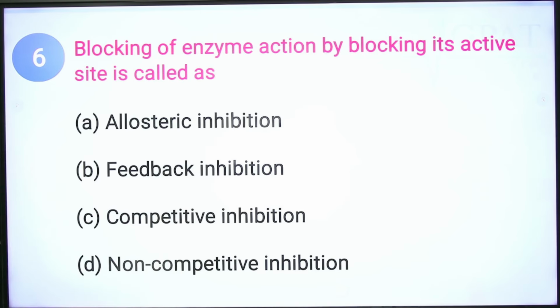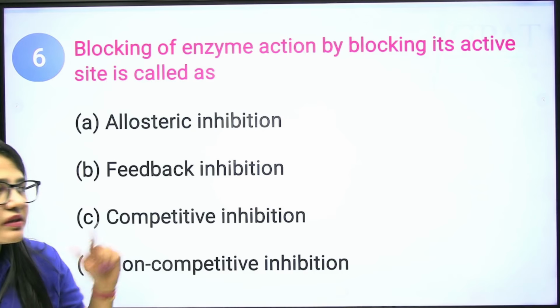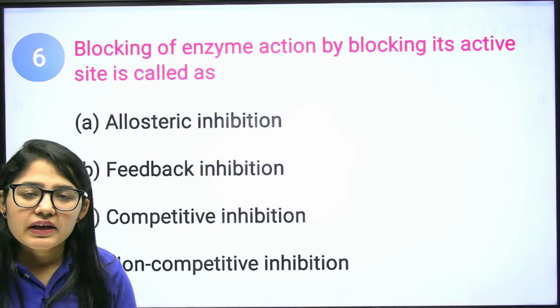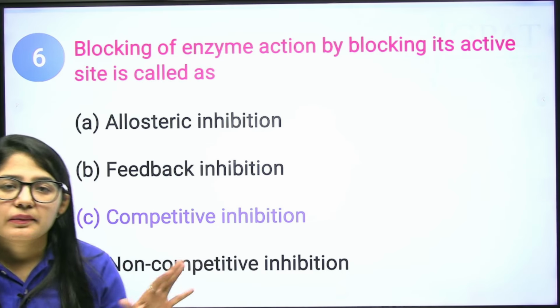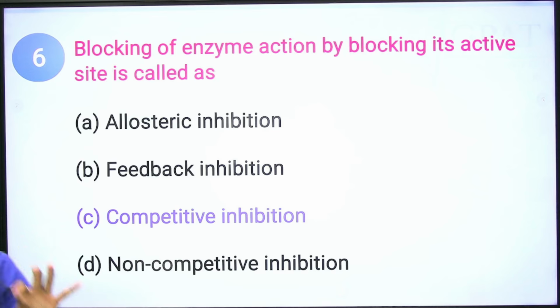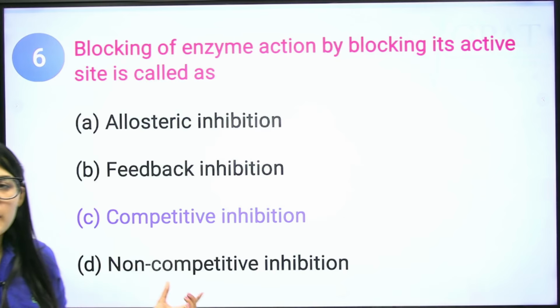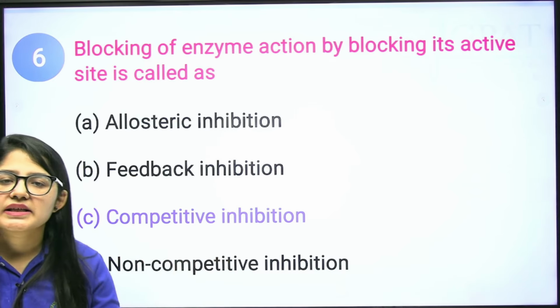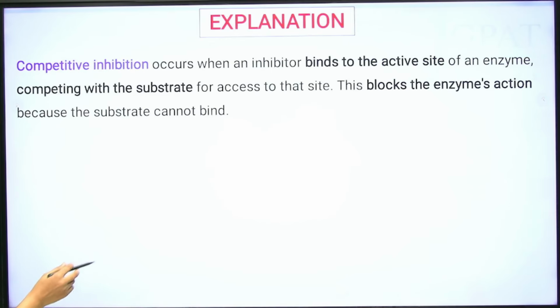Next we have competitive inhibition. This is correct. This inhibitor competes with your substrate and tries to bind with the substrate by blocking the action of the enzyme. So clear? So this will be the correct answer. And last but not the least is the non-competitive inhibition. This is the process where inhibitor binds to a site other than the active site. That is known as non-competitive because they do not want to compete with anything. So they choose an easy method by binding at the other site. Okay. So correct answer is option number C.